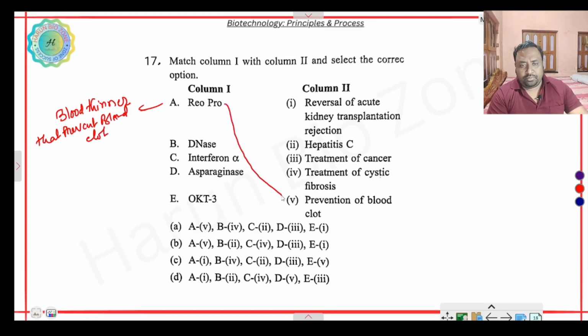These are 4, 5. DNase. DNase is an enzyme. Actually here it is recombinant human DNase. DNase means recombinant human DNase. This is the treatment of cystic fibrosis. Cystic fibrosis. What happens in cystic fibrosis?